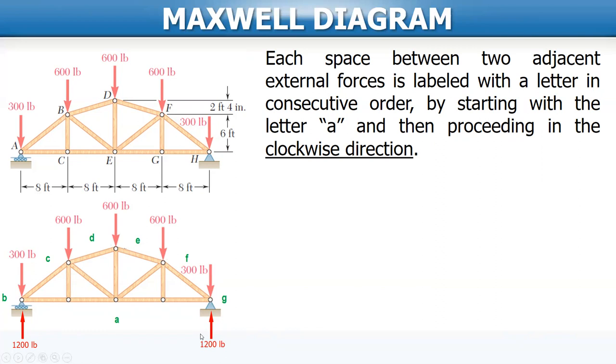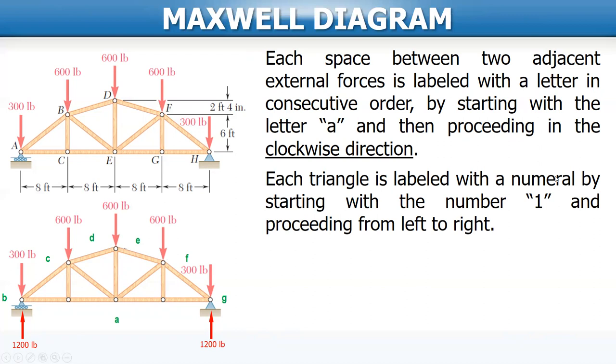So after this, next is this one. Each triangle is labeled with a numeral by starting with the number 1 and proceeding from left to right. So left to right, that's 1. And then left to right, 2, 3, 4, 5, and 6.